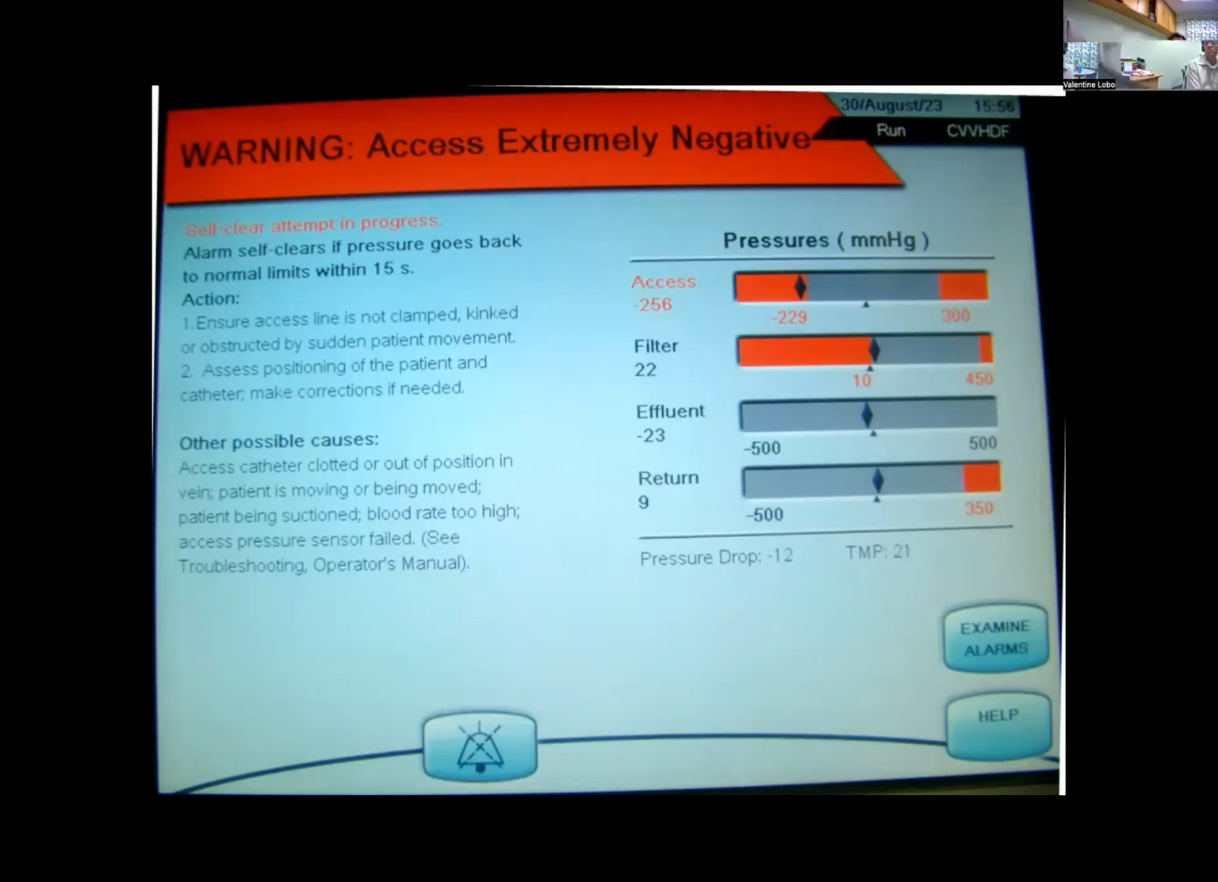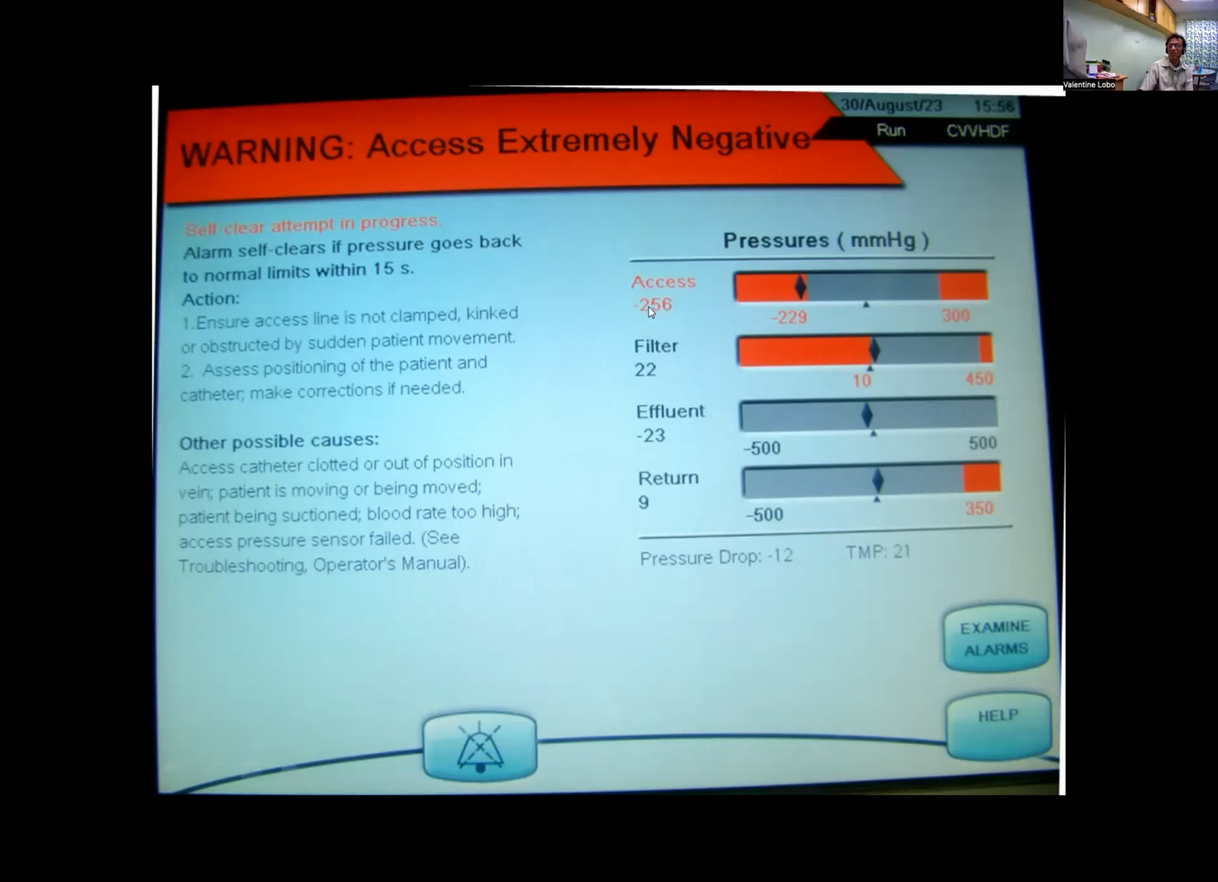So a patient who's inadequately sedated, who's fighting with either his caregiver or is fighting, suction has been done and the patient moves, the access line accidentally touches the wall of the vessel in which the catheter has been placed, and there is a transient drop in the access pressure which takes it into this. Usually if it is due to patient movement, the pressure will come back to normal when the line comes back into the lumen and a self-clear attempt, as the machine says, is in progress.